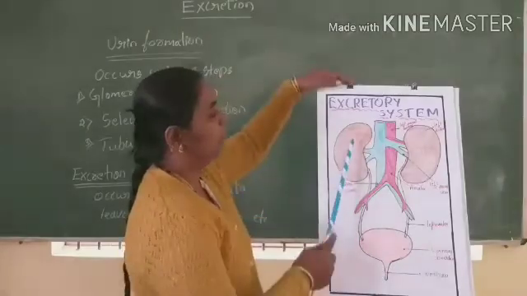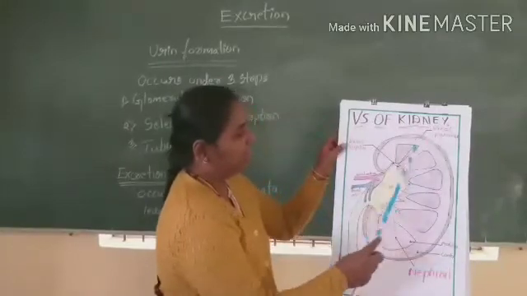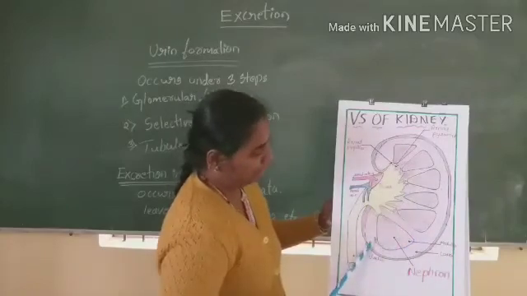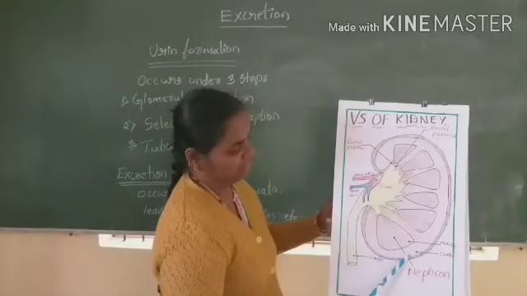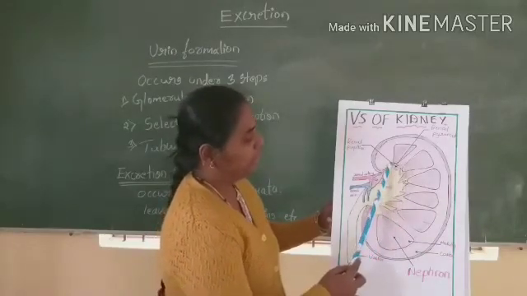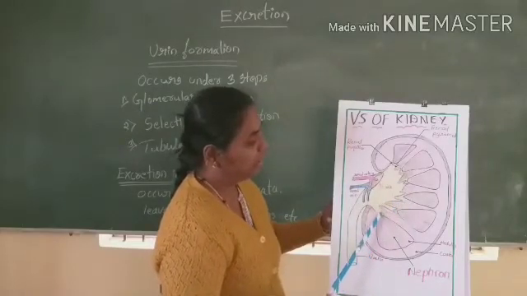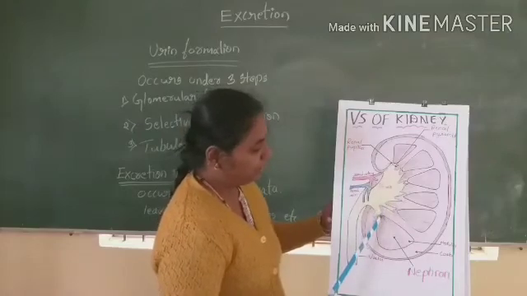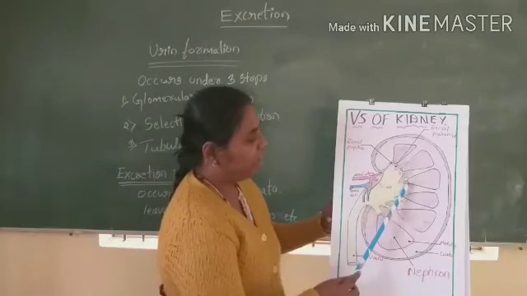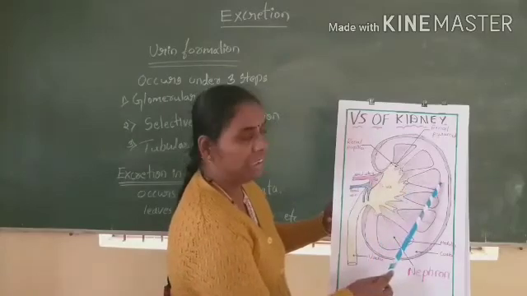Now let us study the structure of the kidney. When you cut the kidney vertically, we get to see the structure inside like this. The outer surface of the kidney we call the cortex, and the inner structure we call the medulla. In the medulla region, there are about 8 to 18 pyramid-like structures. These are called renal pyramids. At the tip of these renal pyramids, there is an opening called the renal papillae. The renal papillae is then connected with a tubule called the collecting duct.